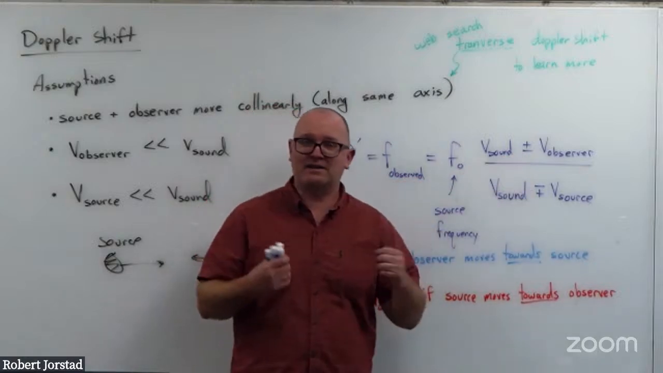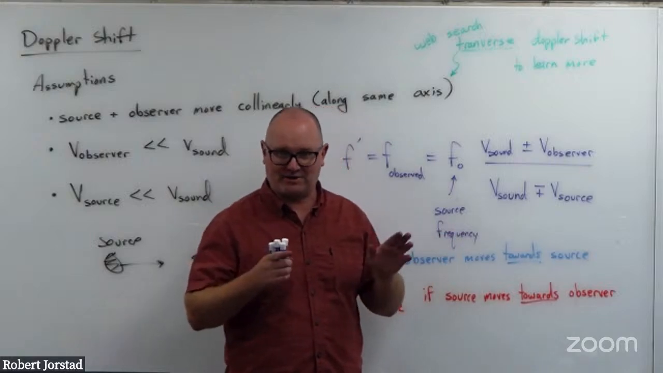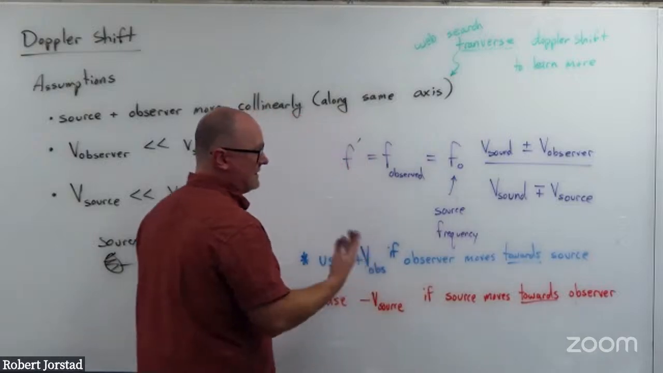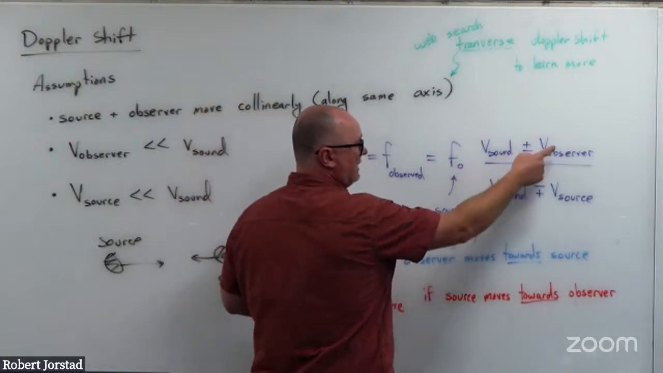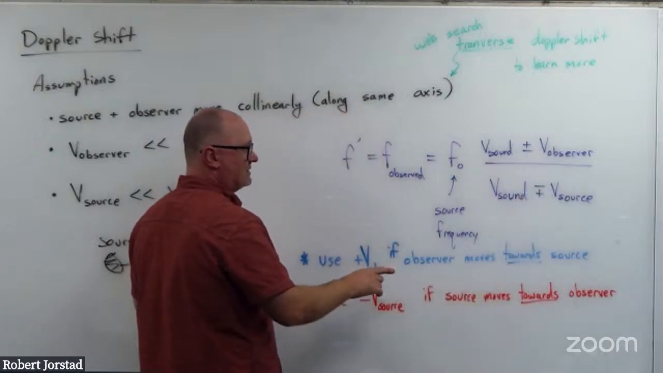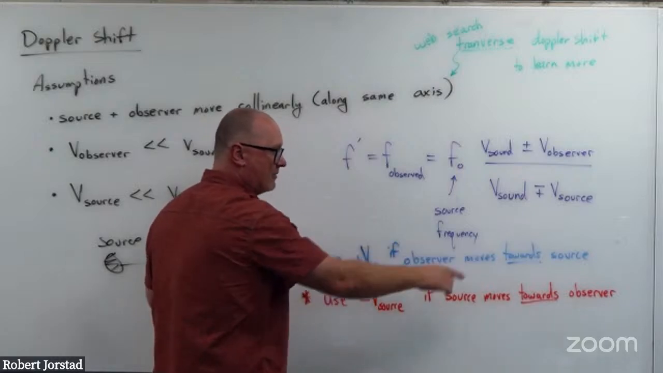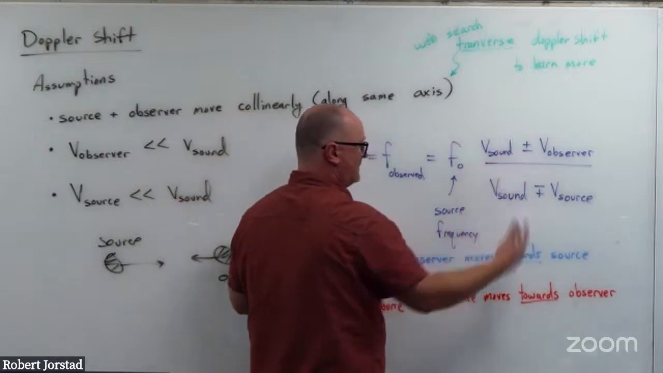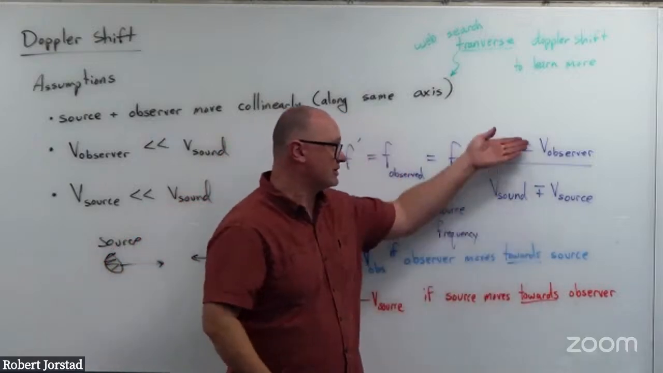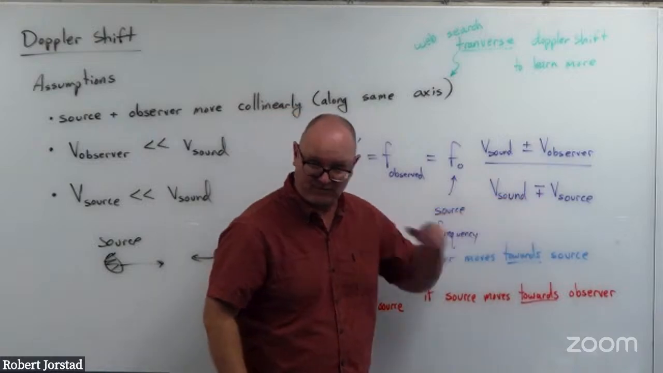And obviously you could have them both going the same direction. If they were going the same direction, think about it, we should get no shift. We'd use a plus up top, and then we would have to use a plus on the bottom because the source would be moving away. So this works in that case too. If they're both going the same direction, we get no shift because I'd use a plus here and a plus there. One's going away from the other one.